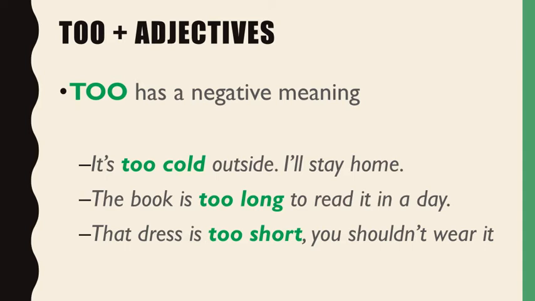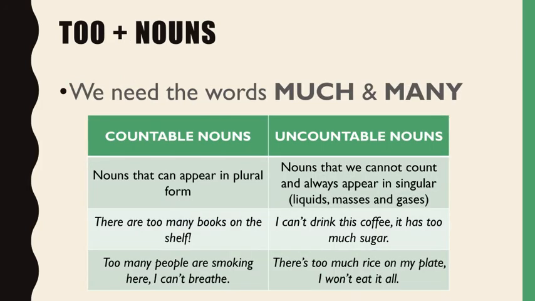Apart from adjectives, we can also use too with nouns. But in this case, we have to take more aspects into account. We can use too with countable and uncountable nouns. So we will use much or many. With countable nouns, which are those nouns that can appear in plural form, we will use many. And with uncountable nouns, we will use much. The main problem will be how to recognize them, but that's another story.